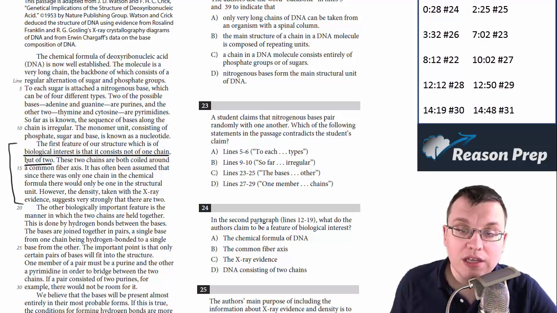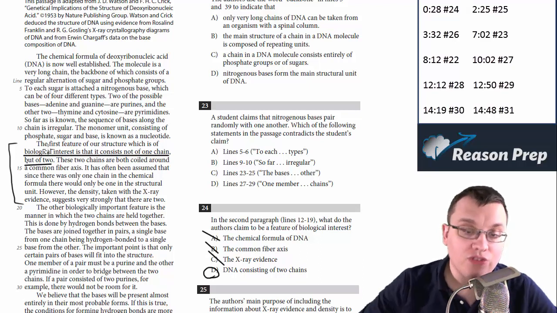Okay, so what is interesting? It's the fact that there are 2 chains and not one. That's choice D. We look at A, B, and C. That's not what's supported, particularly in the first sentence of this paragraph. So we go with D.